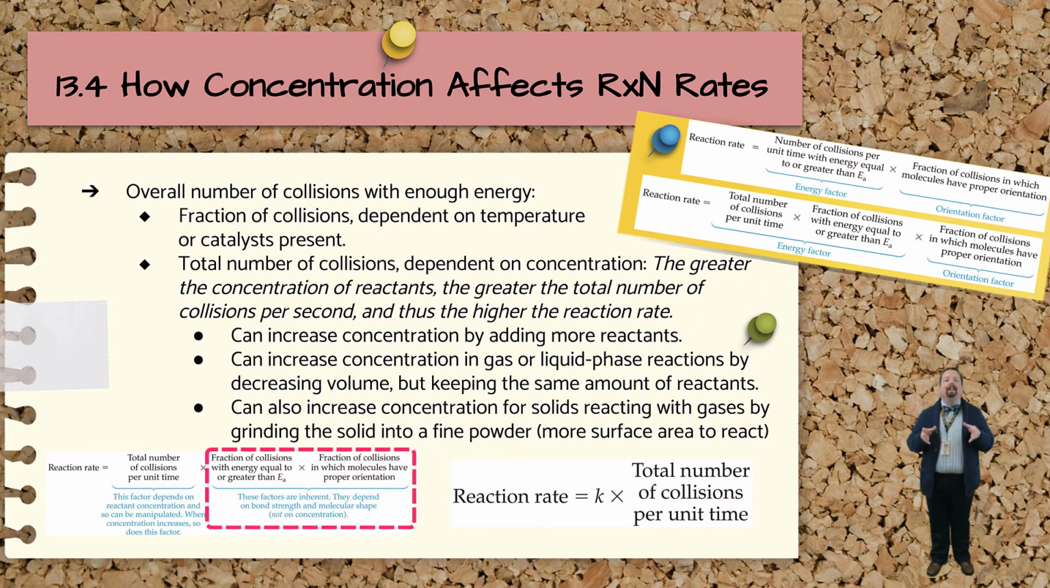The fraction of collisions with enough energy, or the fraction of collisions with enough orientation, both depend on a lot of inherent factors. What's the temperature? Is there a catalyst present? What molecules are we working with? How hard is it to break bonds? If we're studying a reaction without changing its temperature or adding a catalyst, those two fractions remain constant. The total number of collisions, though, can be affected by how many reactant molecules you have in a given space.